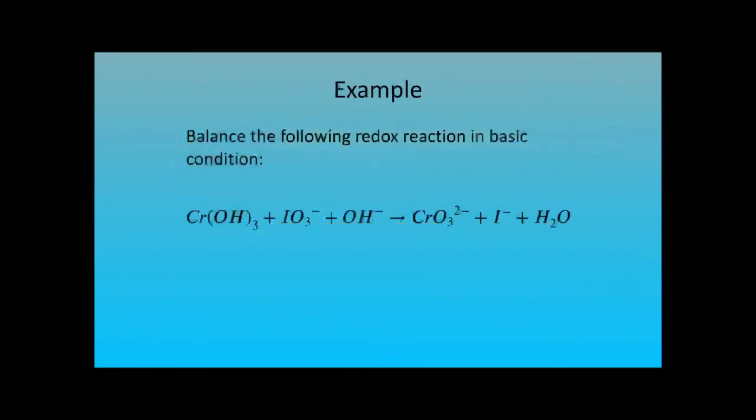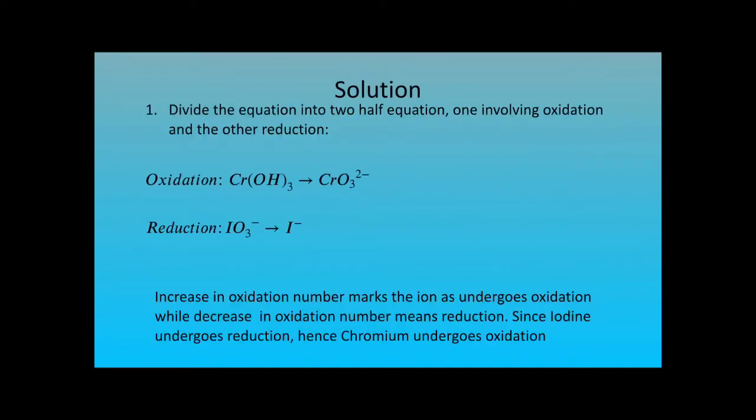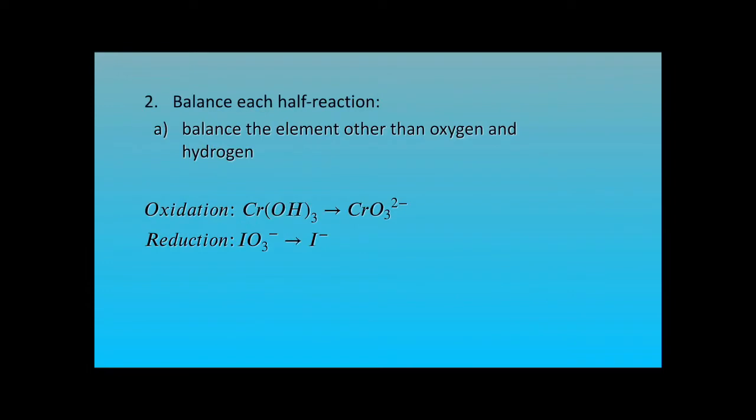For example, balance the following redox reaction in basic medium. First of all, the letter S means separate, so we divide the equation into oxidation and reduction. If we calculate the oxidation number of iodine, it is +5 on the left side and -1 on the right side. So, iodine undergoes reduction and chromium undergoes oxidation.